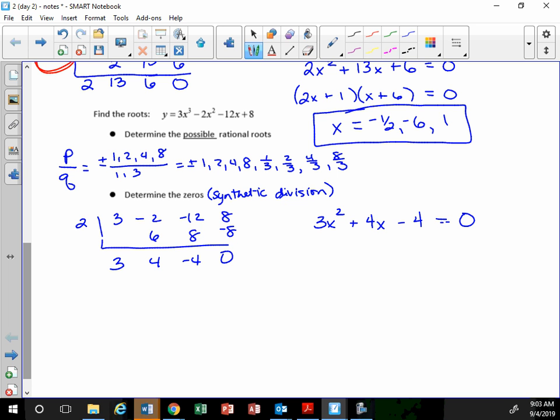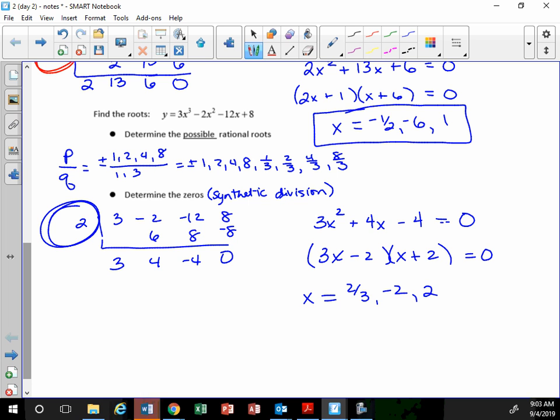Okay, is everybody okay getting to the 3x squared plus 4x minus 4? Okay, and then it's just a matter of factoring from there. Yeah, that works. All right, so my answers. I get 2/3. I get -2, and then again, don't forget that guy, the one that you used in your synthetic division.